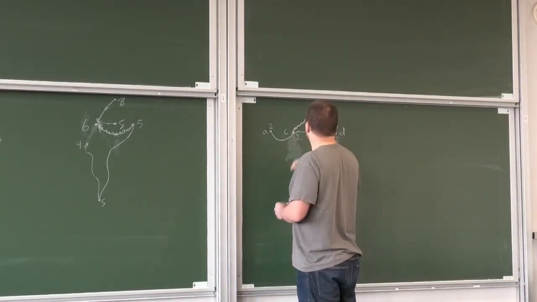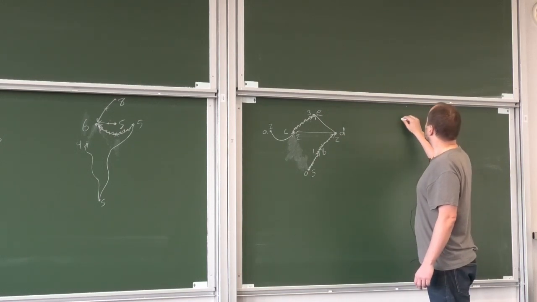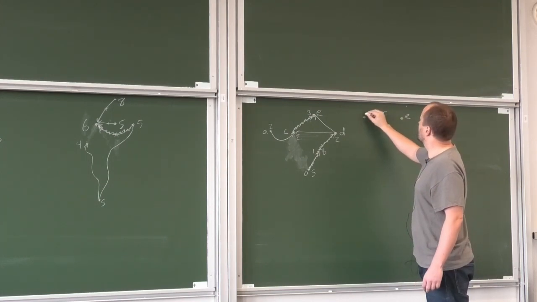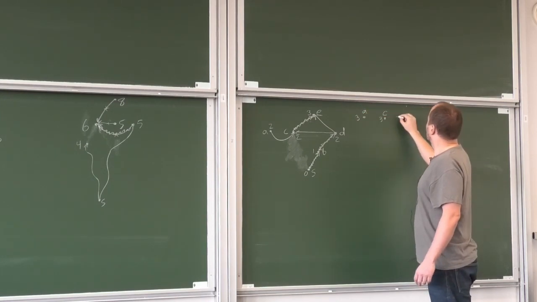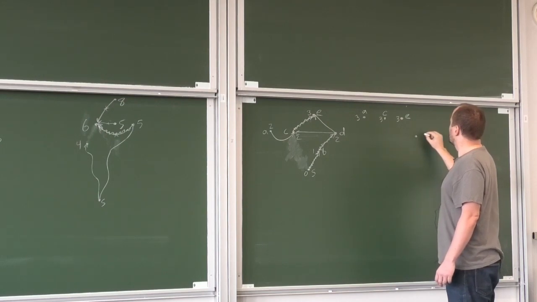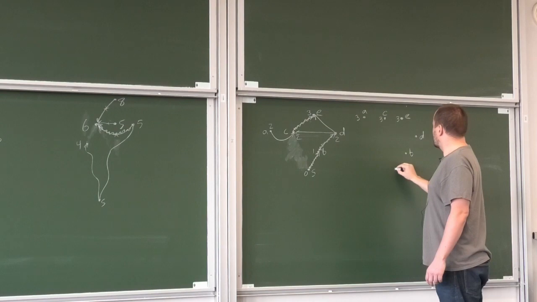So maybe I should draw it here. So now E, C, and A are at level 3. And D is still at level 2. B is here. And S is down here. Oops.